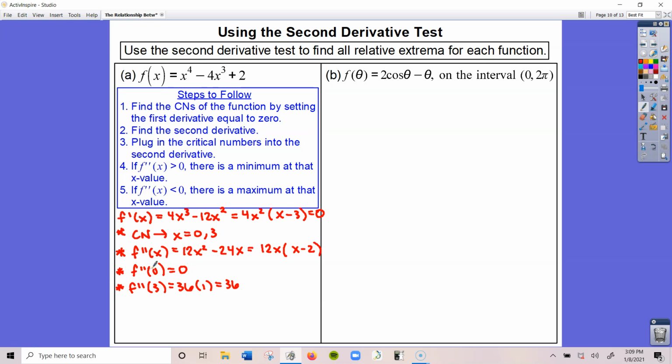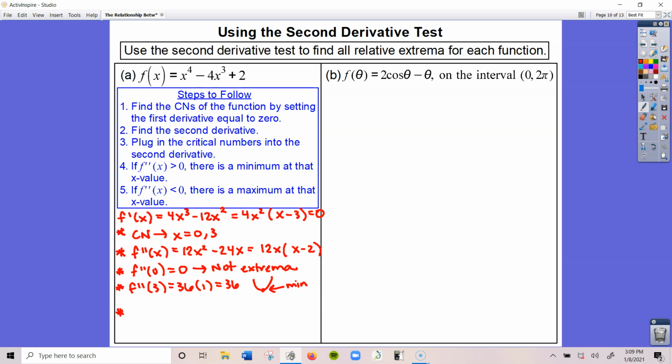So now at f double prime of 0, since it equals 0, this is not any kind of extrema. It has to be either positive or negative. But since f double prime of 3 is equal to 36, that means that it is concave up at x is equal to 3. And at x is equal to 3, that means that I would have a minimum.